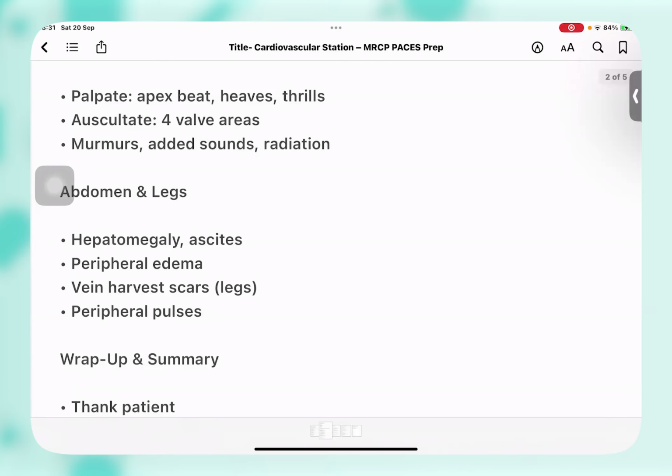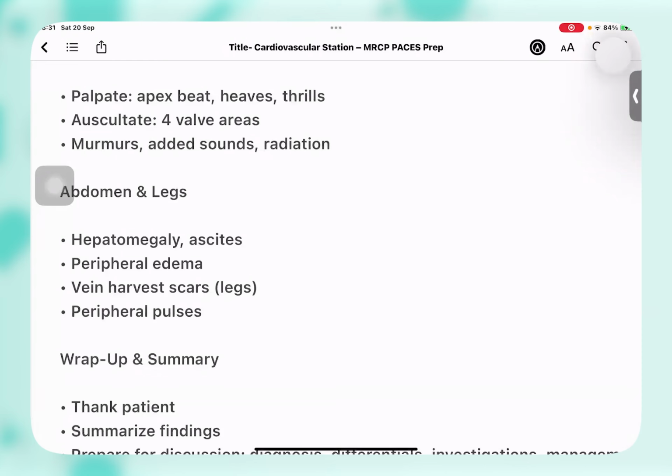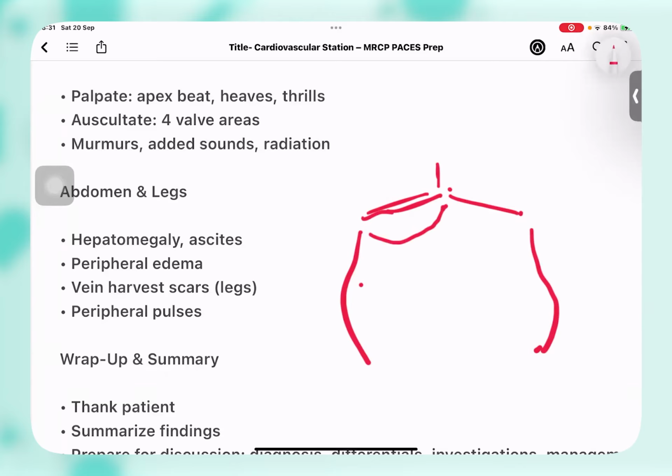Then you move down to the abdomen. Now your upper end is complete. So these are the last ribs, and this is the abdomen of the patient. So look for any hepatomegaly, look for any ascites. In the ascites, you feel for the fluid thrill.